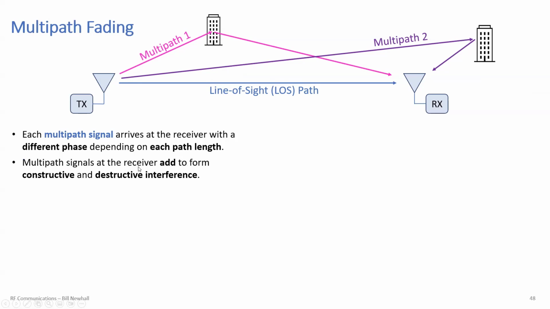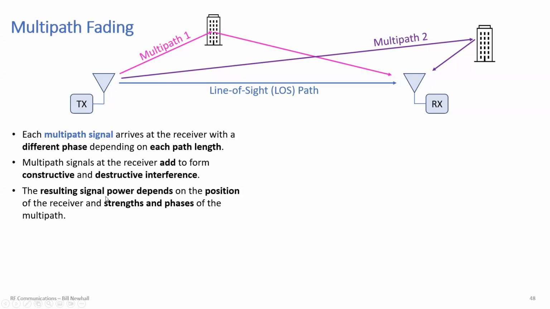And multipath signals at the receiver add together. Those fields add where the antenna is located, and you can get constructive and destructive interference, right? The multipath signals and the line of sight might add in phase, you get a bigger signal, or if they add out of phase, then you can get a smaller signal because of that combination of sinusoids out of phase. So that multipath-caused power, that power in the presence of multipath, depends on the position of the receiver in space and the strengths and phases of the multipath components and the line of sight component.